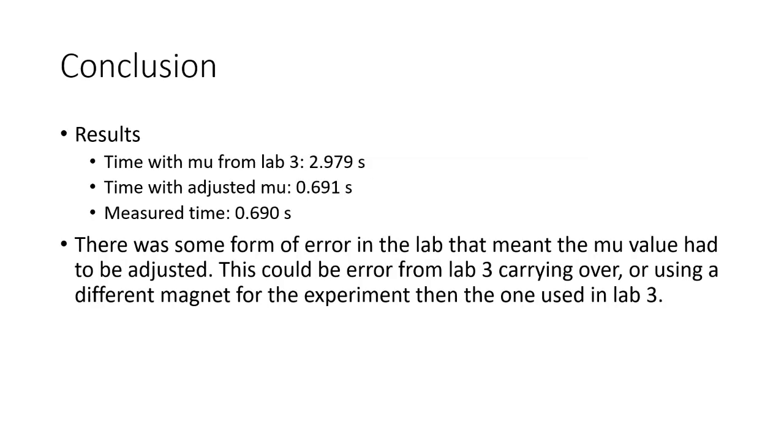So, conclusion, just to reiterate, the time with the mu from lab 3 was 2.979 seconds, the time with the adjusted mu was 0.691 seconds, and the measured time was 0.690 seconds. So there was some error, which meant that the mu value had to be adjusted to get closer to what we observed, and this error could be from lab 3 and a slight miscalculation with that mu value carrying over into this lab, or we're not 100% sure we used the same magnet that we used for lab 3 in this lab, so that could also cause some issues.